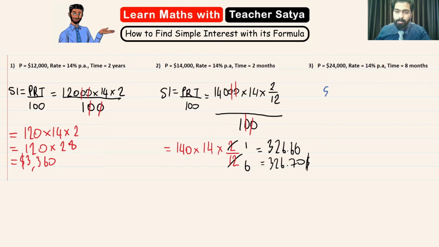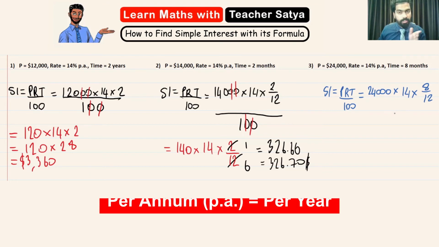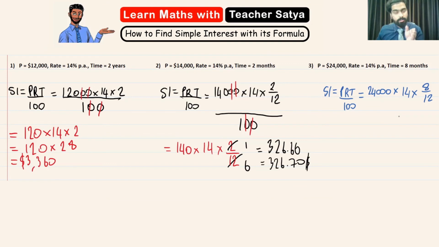Again, let's start with the formula. SI is PRT over 100, which is equal to 24,000 multiplied by the rate, which is 14. And as you can see here, again, they've given just 8 months, right, guys? So we have to write it as 8 over 12, right? Because the rate which I've given is out of a year. It's 14% per annum. So the time also, we have to write it out of a year, which is 8 over 12. And all of this over 100.